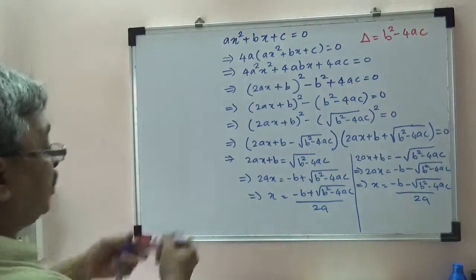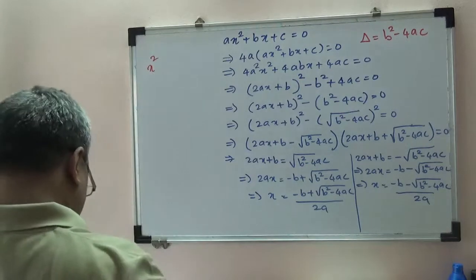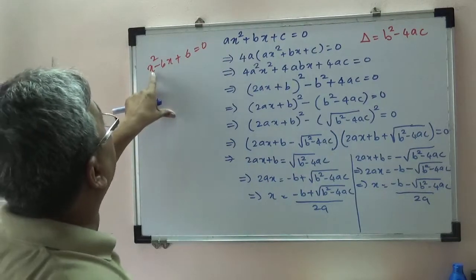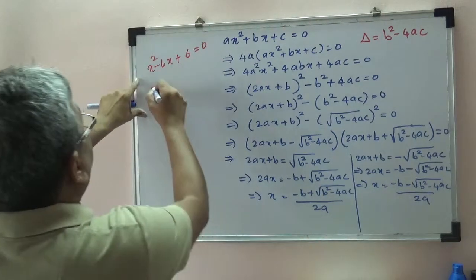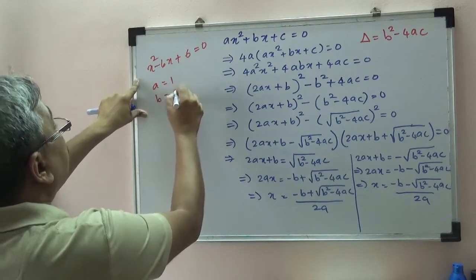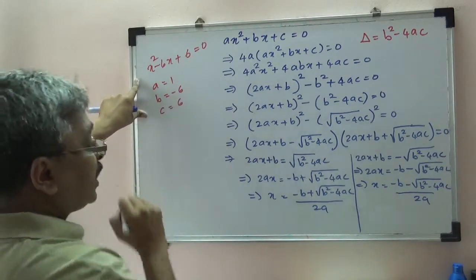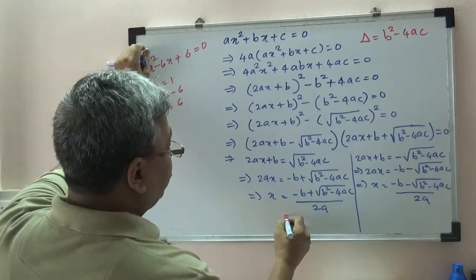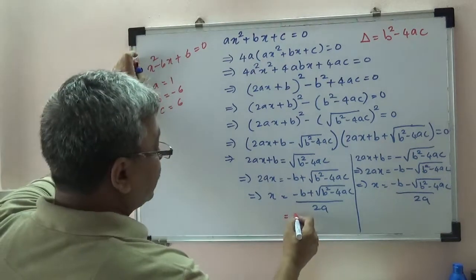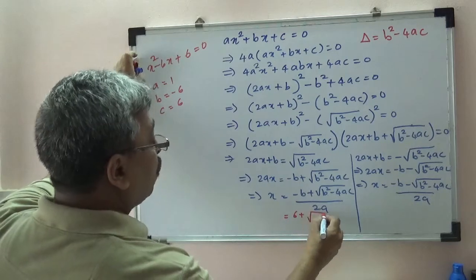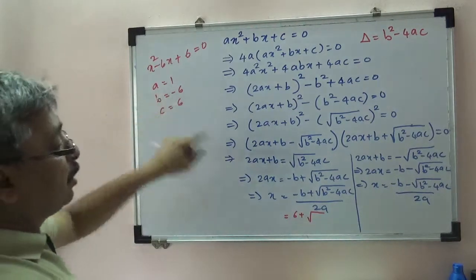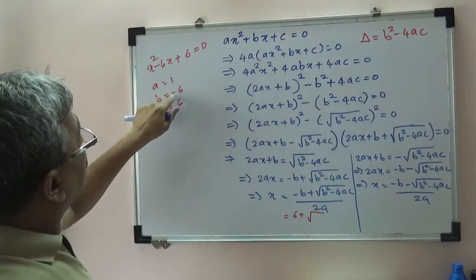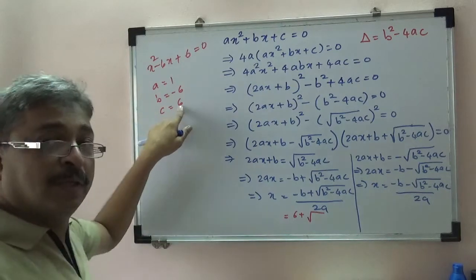Now let us take the example which we left earlier: x square minus 6x plus 6 is equal to 0. Here the value of a is equal to 1, value of b is equal to minus 6, and value of c is equal to 6. Therefore, let us put those values back into this formula and find out the value of x. So b is minus 6, therefore plus 6 plus root of, now b square, that is 36, minus 4ac, minus 24. So 36 minus 24 is 12.